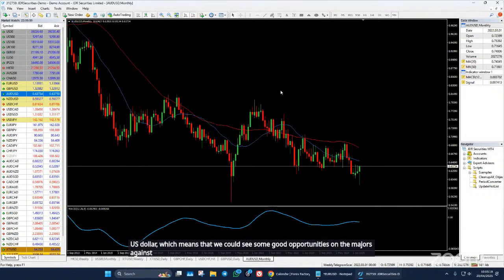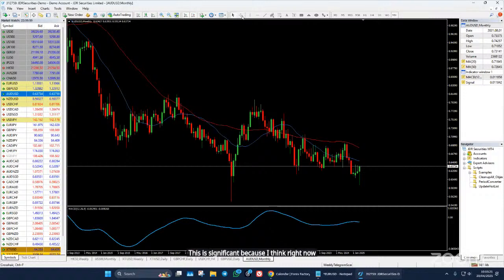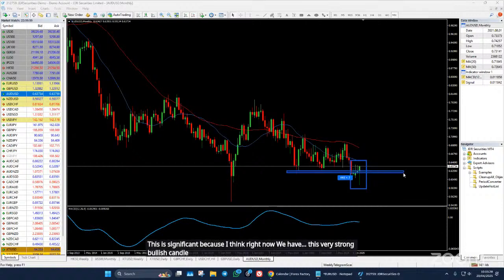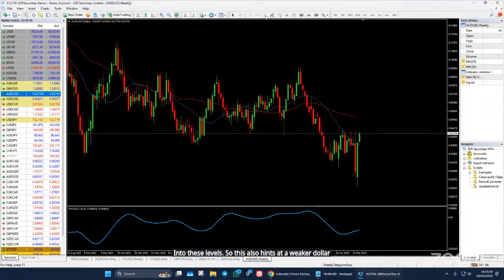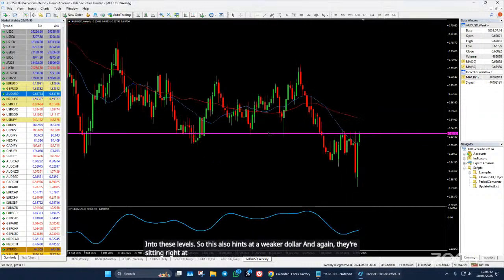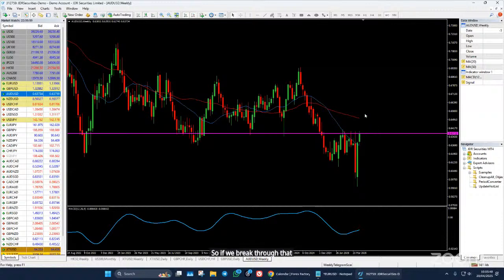Let's have a look at Aussie dollar, US dollar. This is significant because right now we have this very strong bullish candle off a level of support. So the implication so far is that we're going to see it continue to move up into these levels. So this also hints at a weaker dollar. And again, this is sitting right at a critical level of support and resistance. We can see the market touching here for support, touching here for resistance. So if we break through that, it then becomes more likely we're going to see moves to the upside.